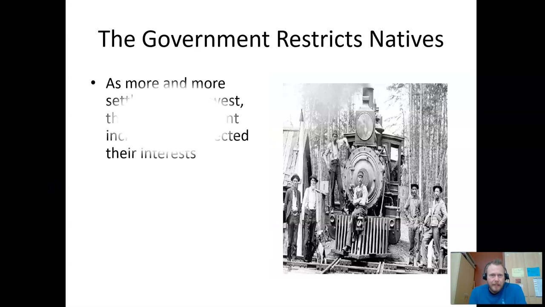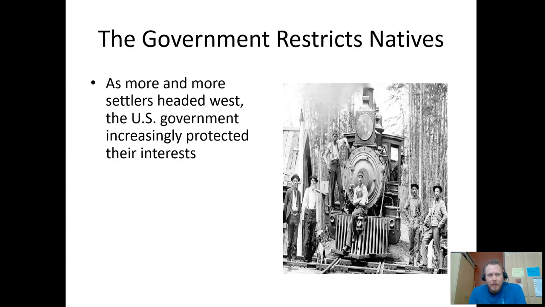Government restricts natives. As more and more settlers head west, the U.S. government increasingly protected their interest. They had already pushed Native Americans out of the east, pushed them west, and said, you can go settle out there. Now they're pushing out there. They're finding gold, they're settling in certain areas across the west, and they're just like, okay, now you got to go further west, or you know what? We're going to create these little areas, and you got to live within these areas. They're called reservations. We'll get to that in a moment.